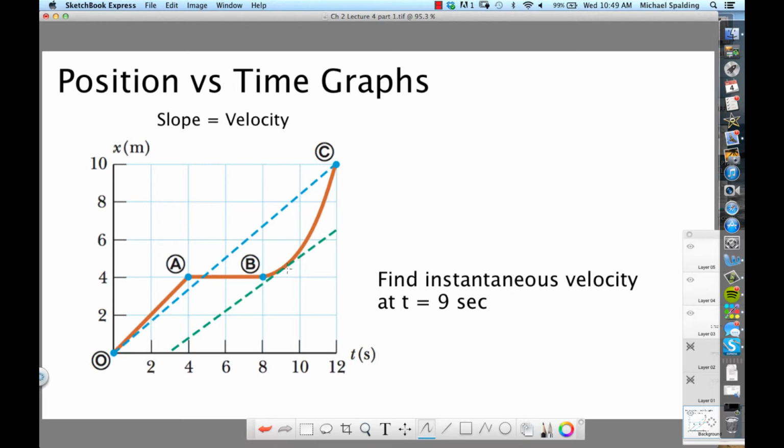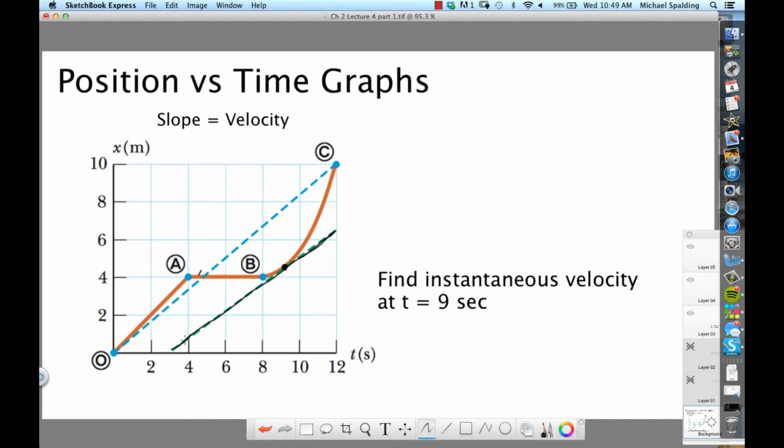So t equals 9 is right here. It's right on that curve. Now, how do you deal with a situation like this where you're finding instantaneous velocity on a graph that is not a straight line? Well, the first thing you have to do is draw in what we call a tangent line. Remember the definition of a tangent line? Touches the graph at only one point. So this line right here is the tangent line at t equals 9.